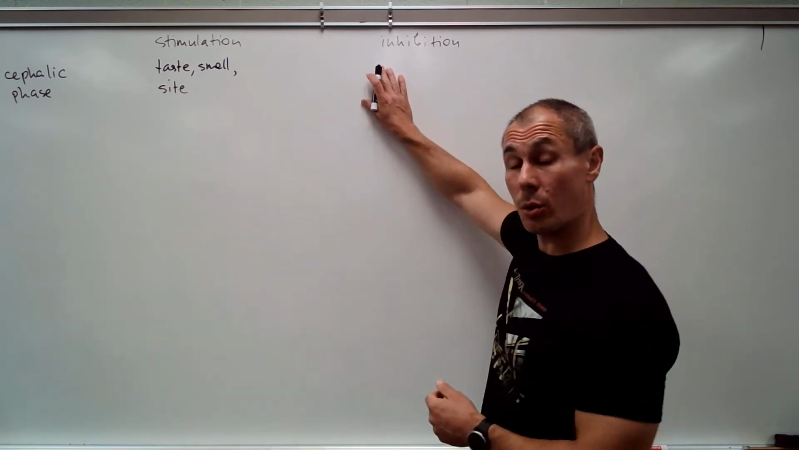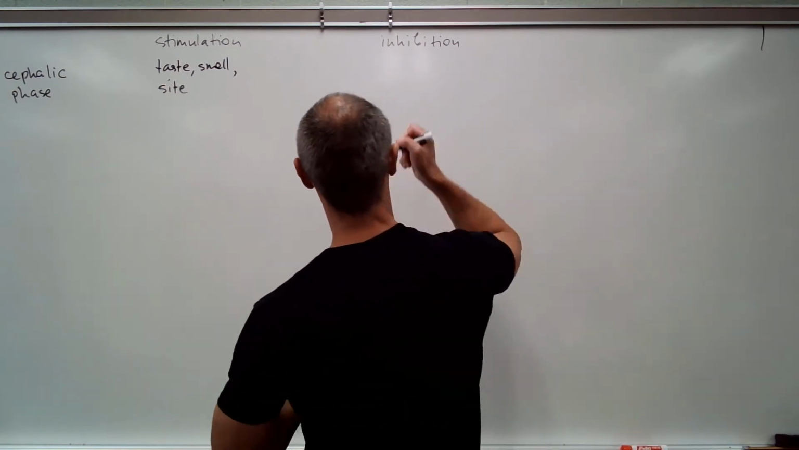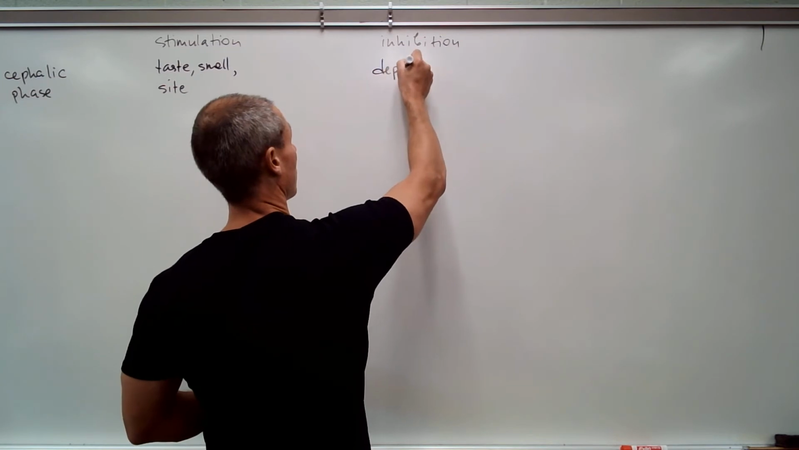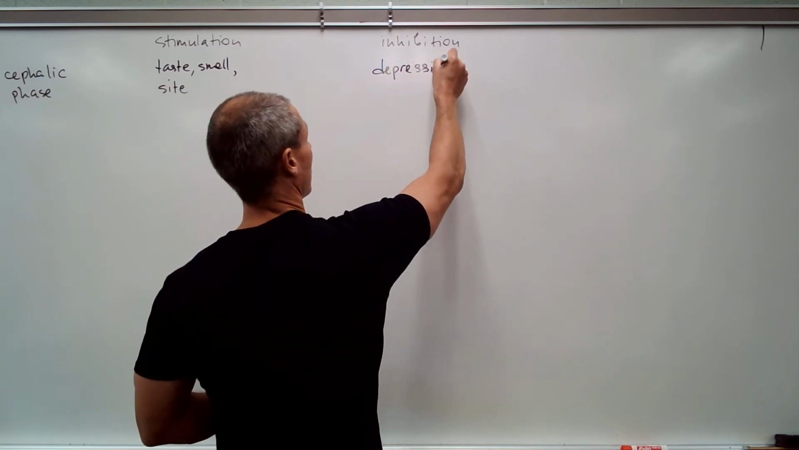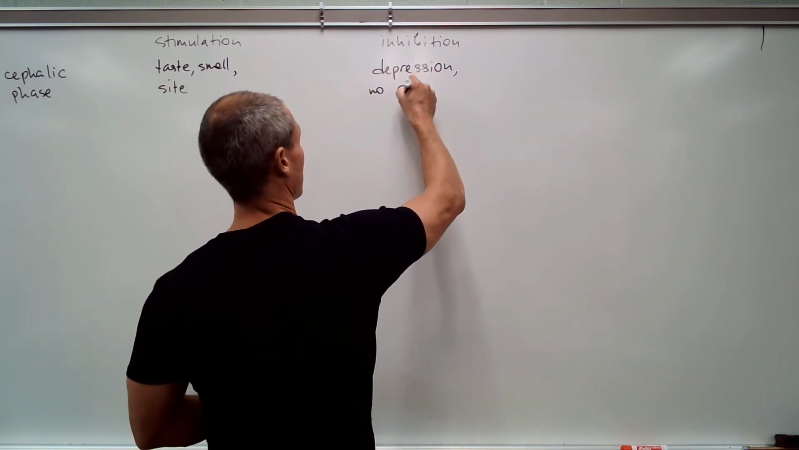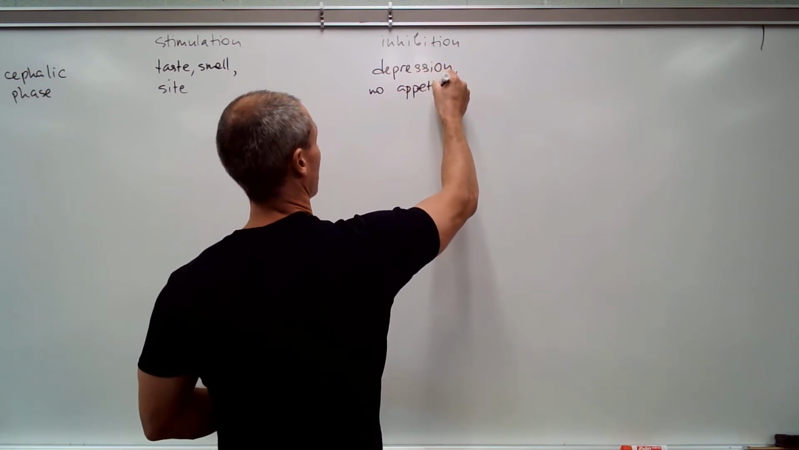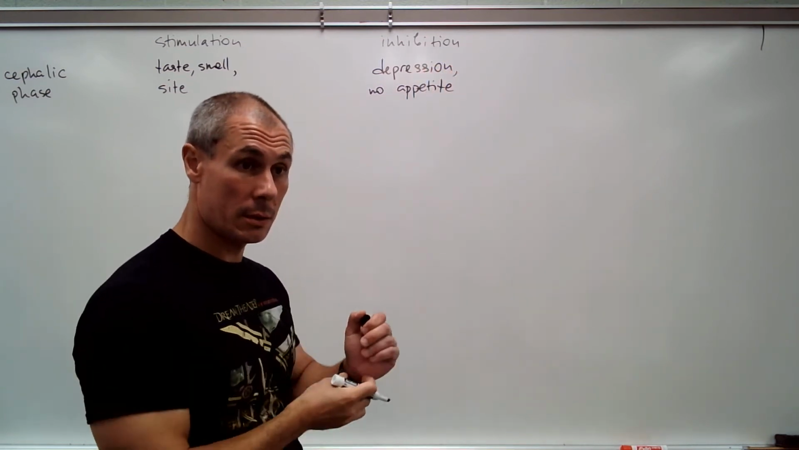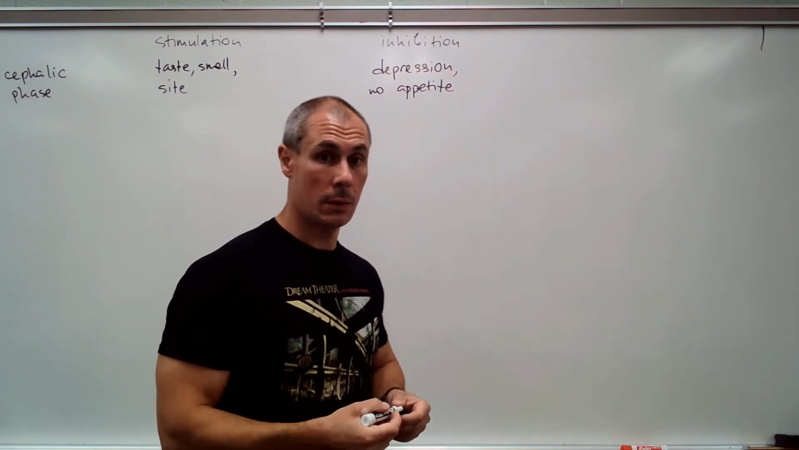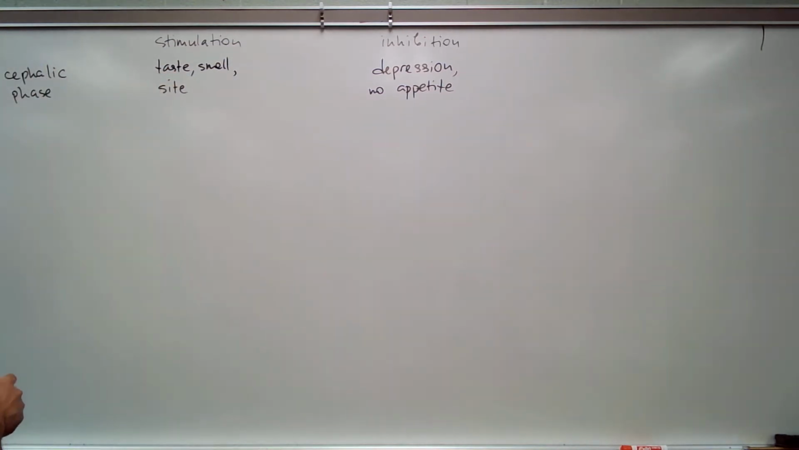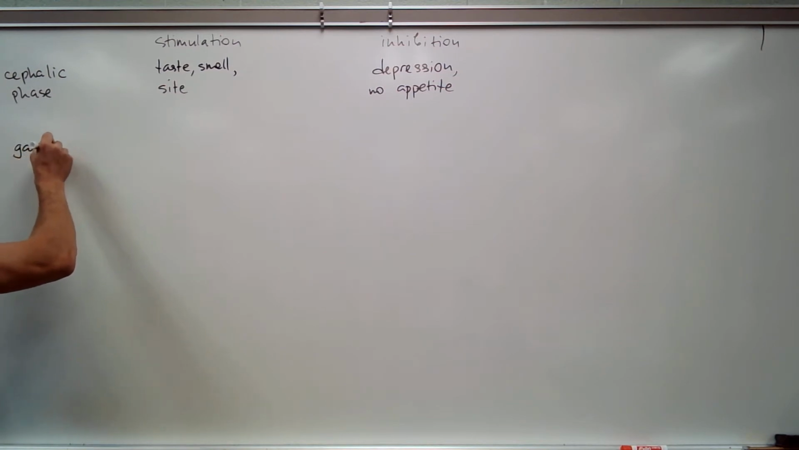Now, the inhibitory part here will be things like depression or lack of appetite. Does that make sense? So obviously, you don't want to eat when you're depressed. Then you have the gastric phase. Gastric is pretty straightforward.